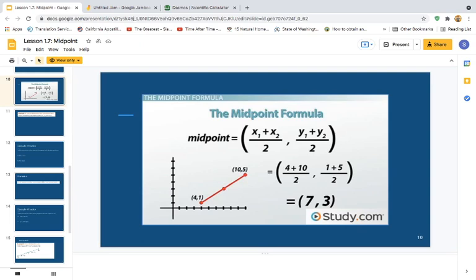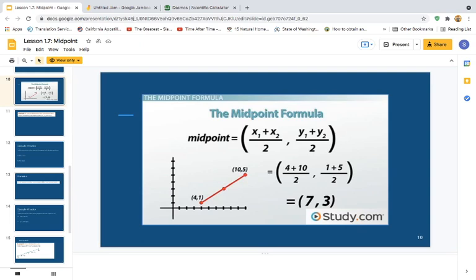It's going to be 7. So this point here is going to be 7. And then we will do the same thing for the y's. So we add the y's together. 1 plus 5 is 6. Divide that by 2, or take half of it, and that will be 3. And then the y coordinate will be a 3. And that is it. That's our answer. The midpoint is 7, 3. We just add the x's together, divide by 2, add the y's together, divide by 2, and we are done.